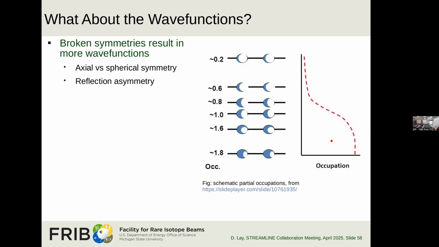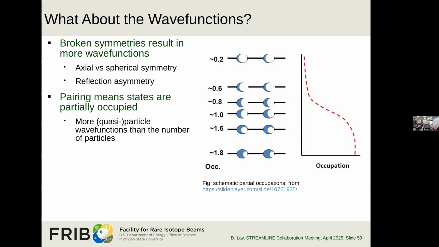So we come back to the wave functions. And unfortunately, what we'll see is that there's very little that we can do. The first issue is that when you break the symmetries, you have a lot more wave functions you have to keep track of. Think about axial symmetry versus spherical. And in this case, we break parity symmetry.